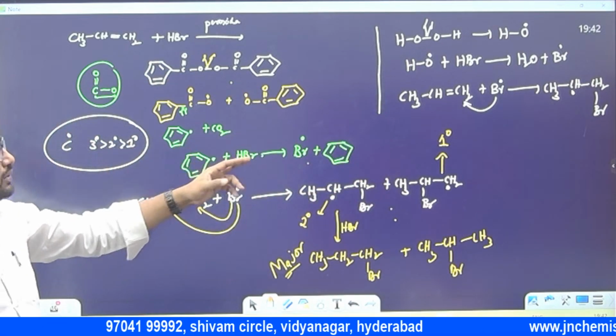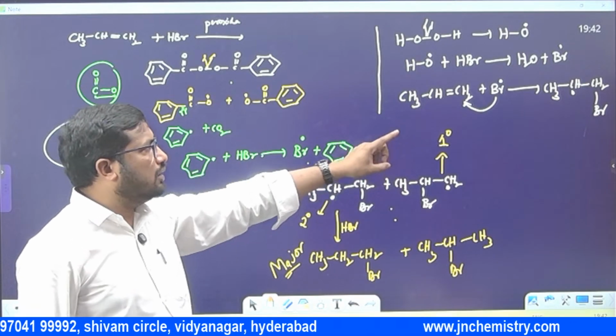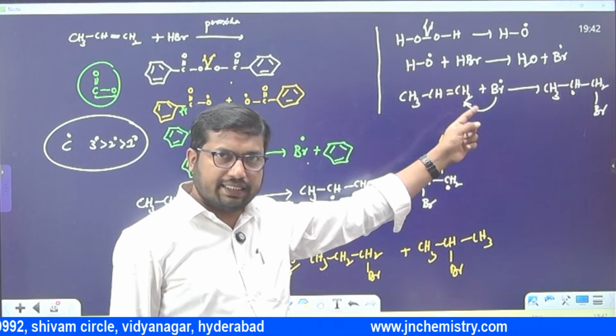What is the main difference between electrophilic addition and free radical addition? Here H plus is attacking, and there Br radical is attacking.